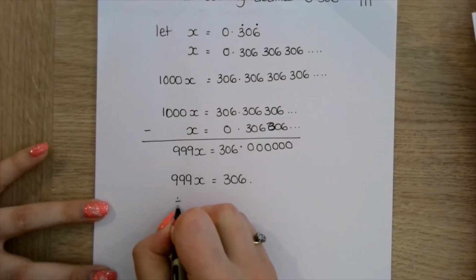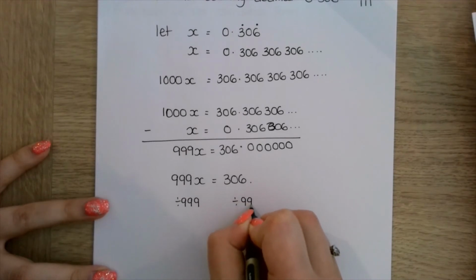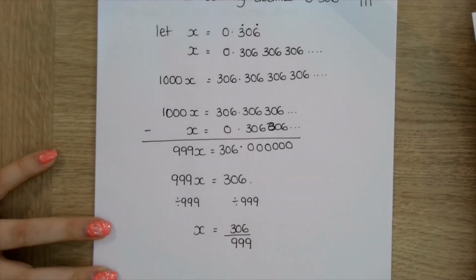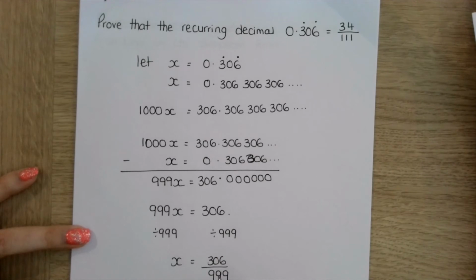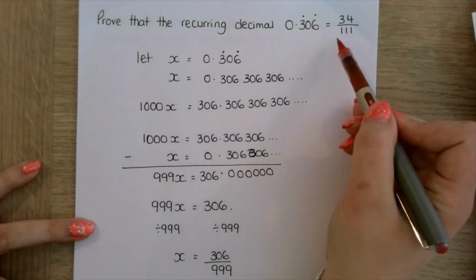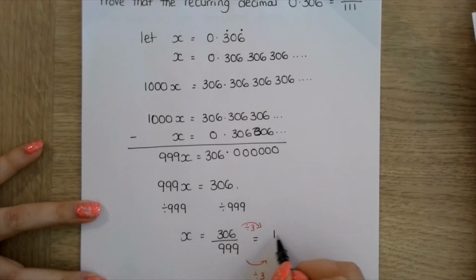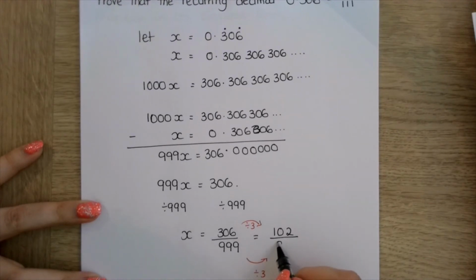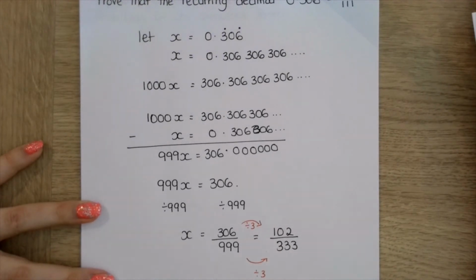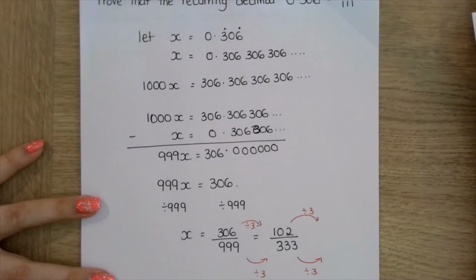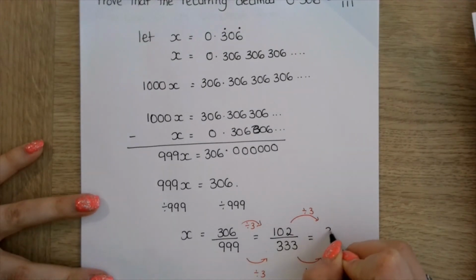With my equation, divide both sides by 999. I get x is equal to 306 over 999. I need to simplify this down. Now you can either say, right, what do I know 999 divides by to get me to 111? Or you can say, I know that both of these are going to divide by 3. So 306 divided by 3 is going to be 102. 999 is going to get me 333. Divide that by 3. 102 divided by 3 is going to get me 34 over 111.